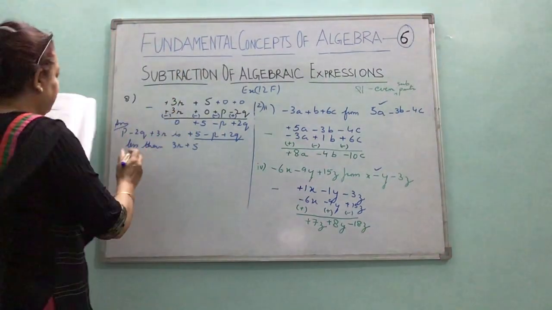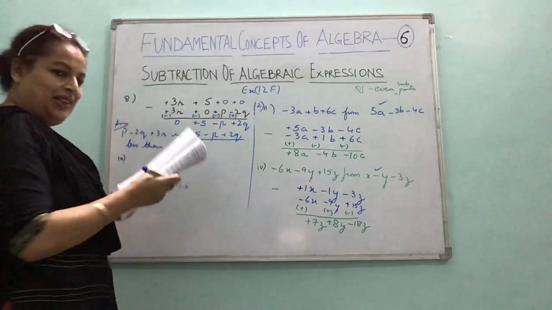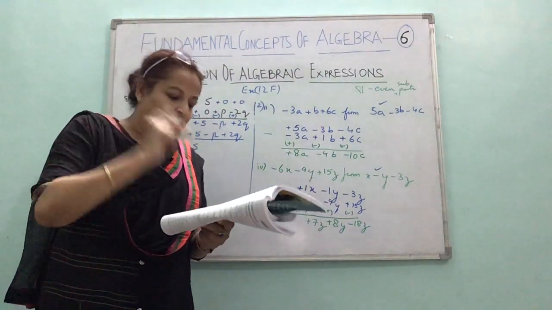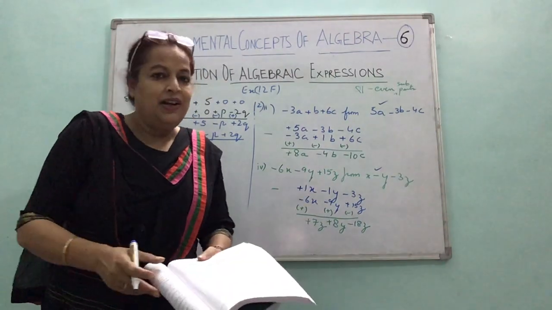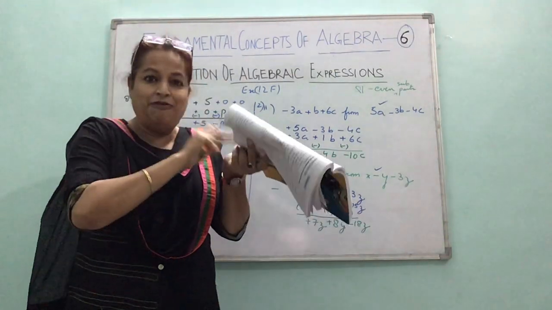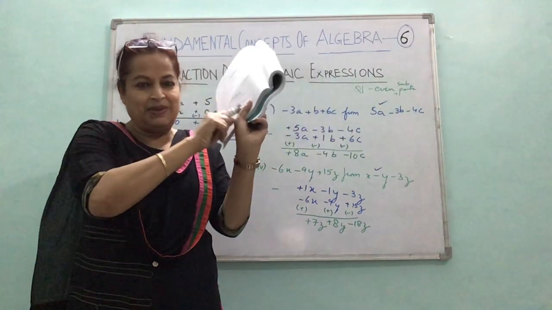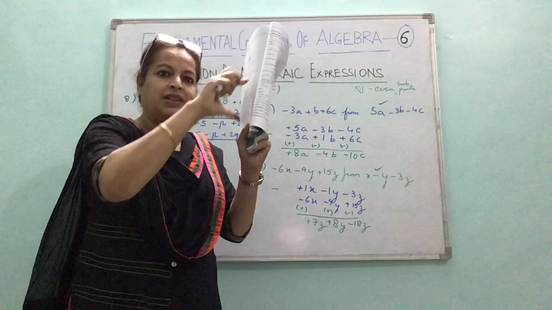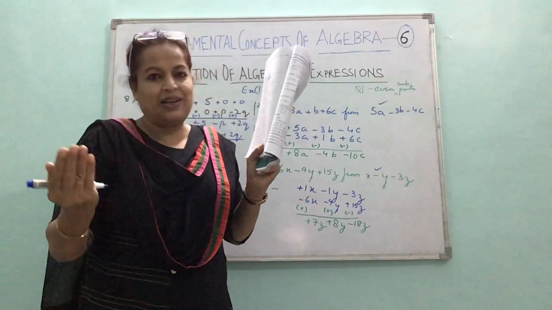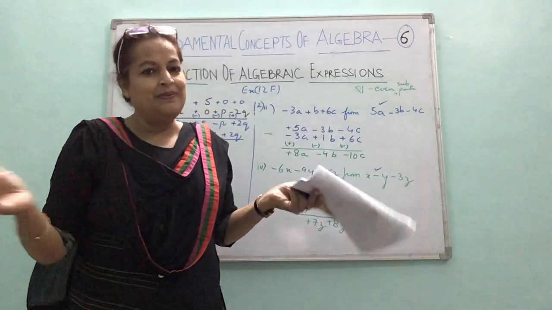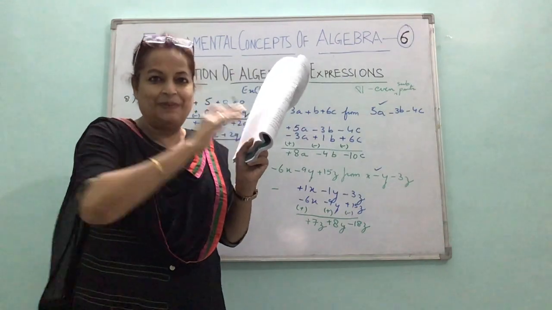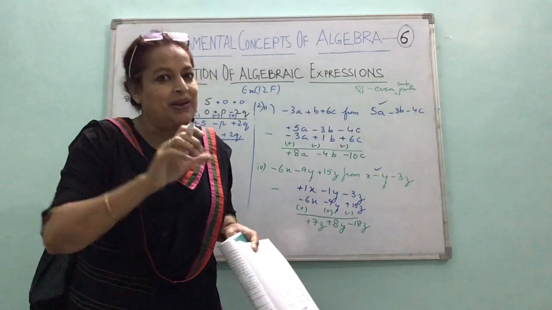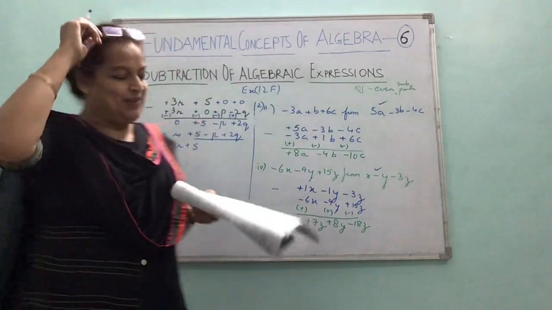Let's do the 10th one quickly. It says what must be subtracted from first to get second. Now you are subtracting something from first. This is the first expression, this is the second expression. What should be subtracted from first? You cut off something so that you get the second one. So which is bigger? From first you are cutting something to get second, so that means first is bigger. So from the bigger we'll subtract the smaller expression.